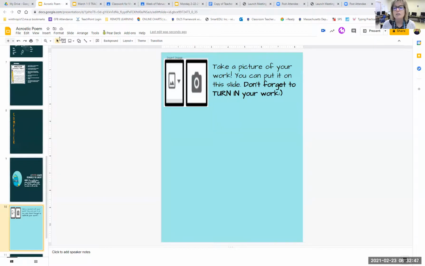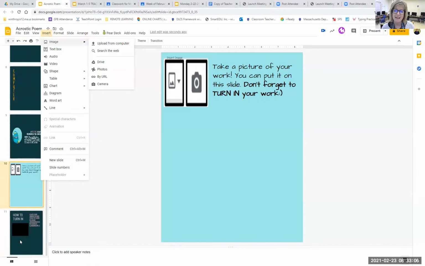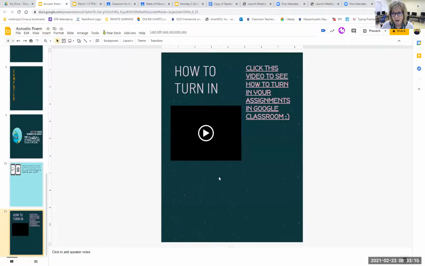And I know you guys do this a lot in your classrooms for your teachers. You have to take pictures of your work and insert it in. So remember, you go to insert image from your camera, or some of you might need to use this icon that shows the image and then the camera button. But that's an option, boys and girls. You don't have to do that if you don't want. You just get extra bonus points if you do. And slide number 11 is just a reminder on how to turn it in. Okay, don't forget, you X out, you press view assignment, and then turn in.